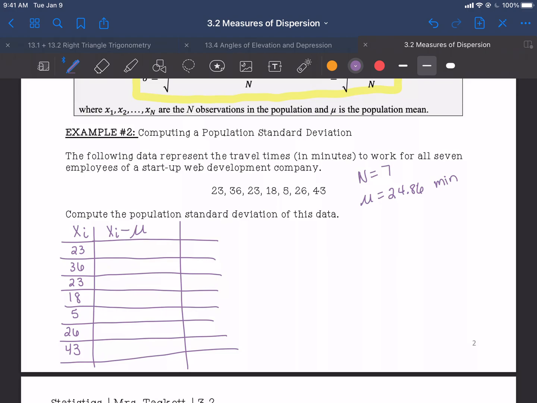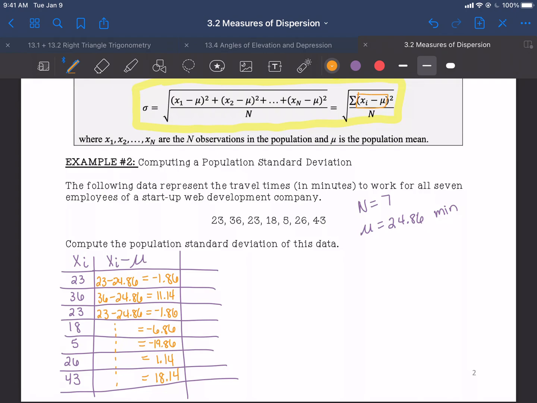For this part of our formula, we're going to take 23 and subtract the mean, which was 24.86. That would give us negative 1.86. We'll take 36 minus the mean, which would be 11.14. We're going to take 23 again, which is negative 1.86. We're going to continue this. 18 minus the mean would be negative 6.86. 5 minus the mean would be negative 19.86. 26 minus the mean would be 1.14. And 43 minus the mean would be 18.14. So from the formula we have done just this part.